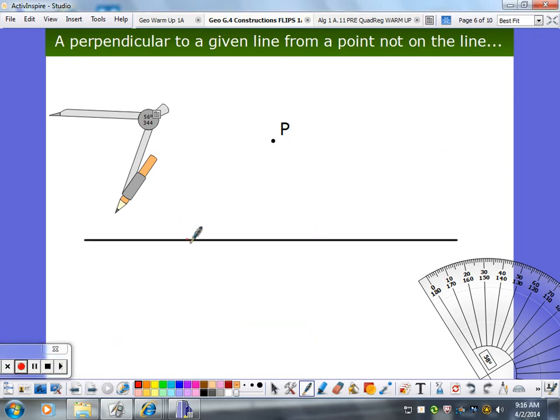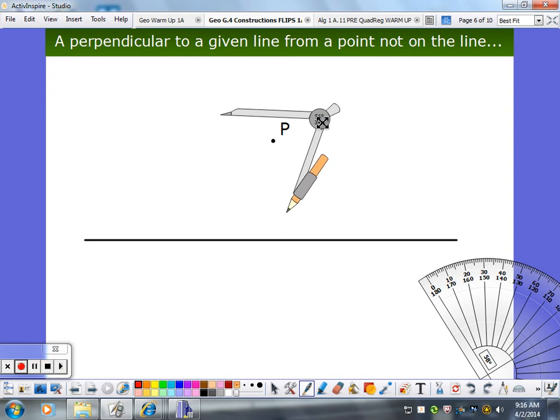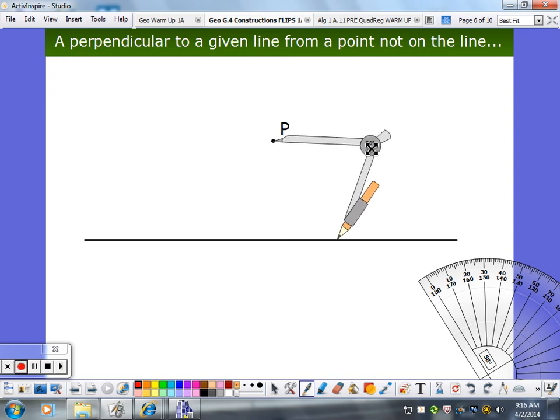All right, now I want a perpendicular. My point is no longer on the line. The point's up here. So I want a nice perpendicular line through here. So here's what you do. You ready? So do one of the examples that you got on your paper there. You're going to put the pointy bit on point P, and you're going to open this a bit, and you're going to be swooping it around. You're going to get an arc here and an arc here.